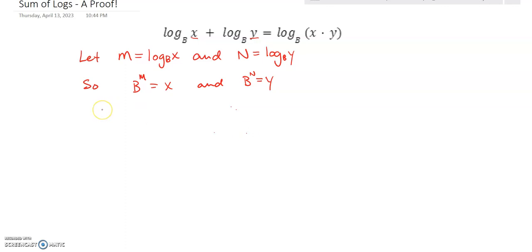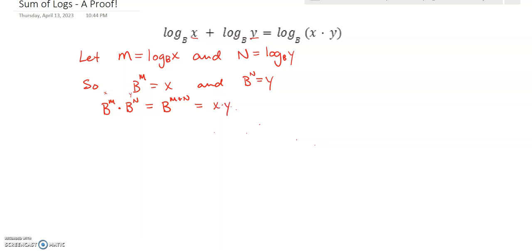So our first one, b to the m, and we're going to multiply that by b to the n. And we know that's equal to, and our exponent rules tell us that anytime we multiply two things with the same base, we just add the exponents, so b to the m plus n. And we also know, because we defined those as x and y, that this is just x and this is just y, so that's equal to x times y.